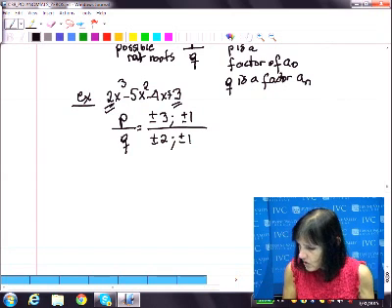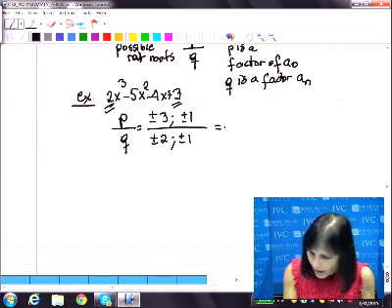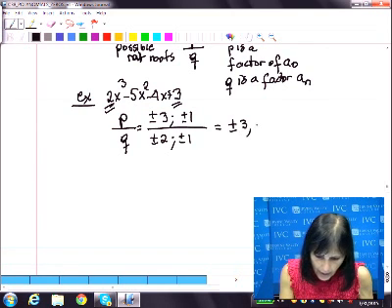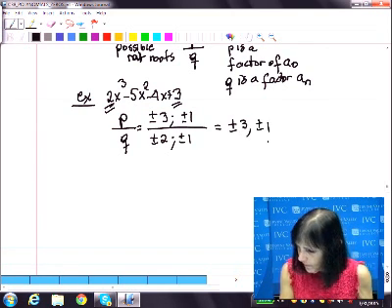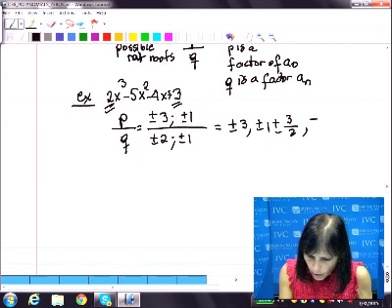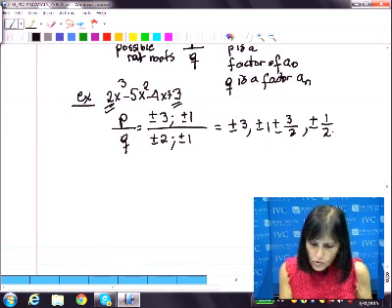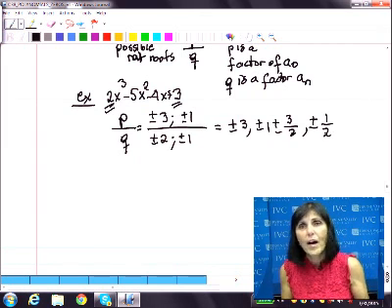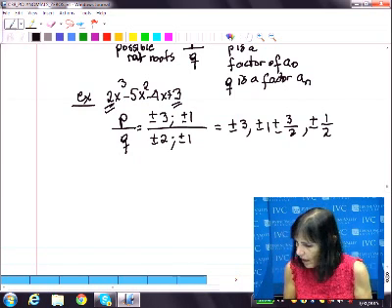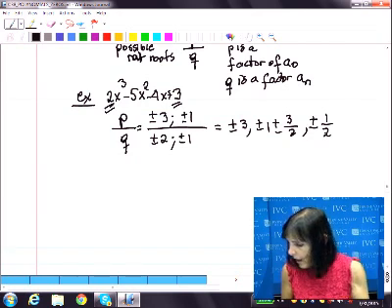Okay, so when you put this together, what do you get? What are the lists? Plus minus 3. Okay, plus minus 1. Plus minus, let's take the 2, 3 over 2. Or plus minus 1 over 2. So you have 1, 2, 3, 4, 8 possible answers. And how do I know which one is the right one? You just have to go and try them out.